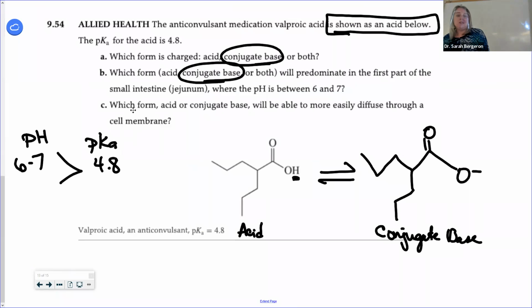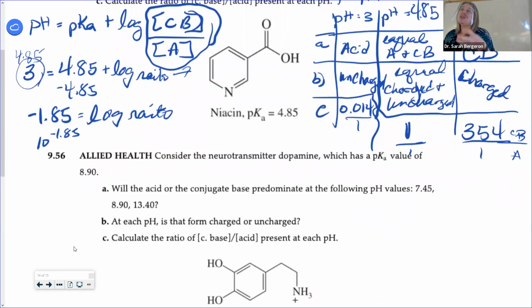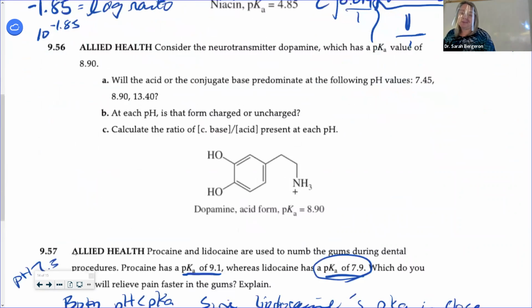Okay. C, which form, acid or conjugate base, will be able to more easily diffuse through a cell membrane? More easily diffuse. What do I want? Neutral. So which form will diffuse? Isn't that cool? So all you have to do is be in different parts of the body, and different parts of the body have different pHs, and the drug will behave differently. That's why the drugs are in a solution of hydrochloric acid. It makes it a very what? Acidic environment. Okay. All right.